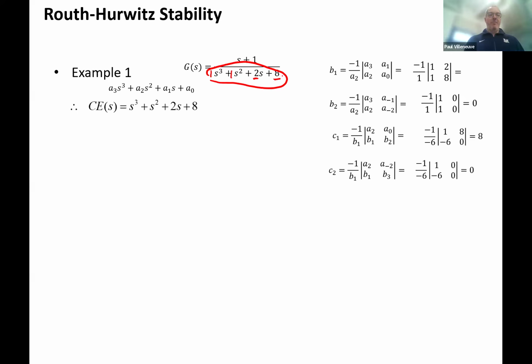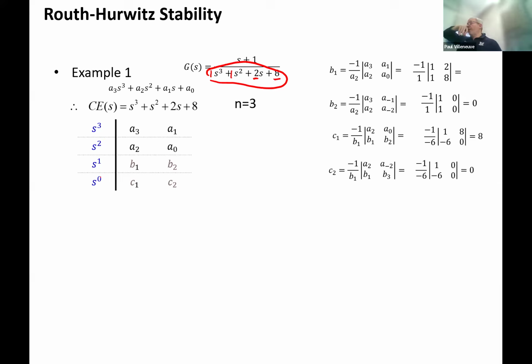So I'm going to start building my Routh array. I've got S cubed, S squared, S to the 1, S to the 0. So I immediately identify the rows that I've got to solve for based on that. To build my S3 row, I grab A3, then I skip and go to A1. In the next row down, I grab A2 and A0. All the other coefficients need to be calculated.